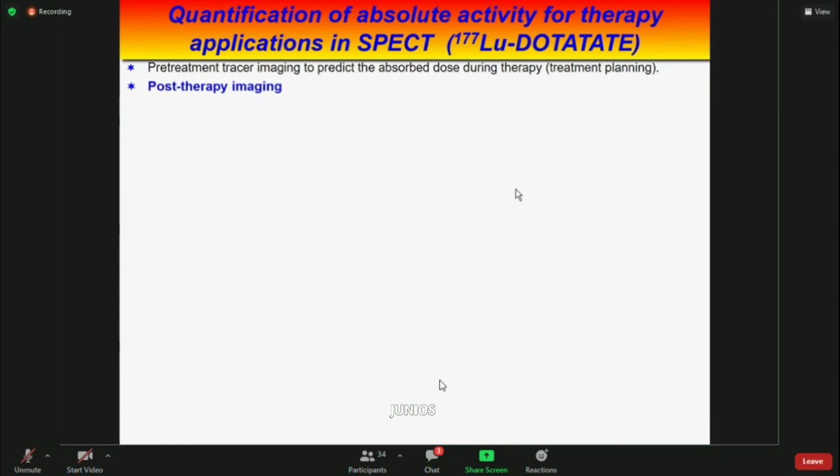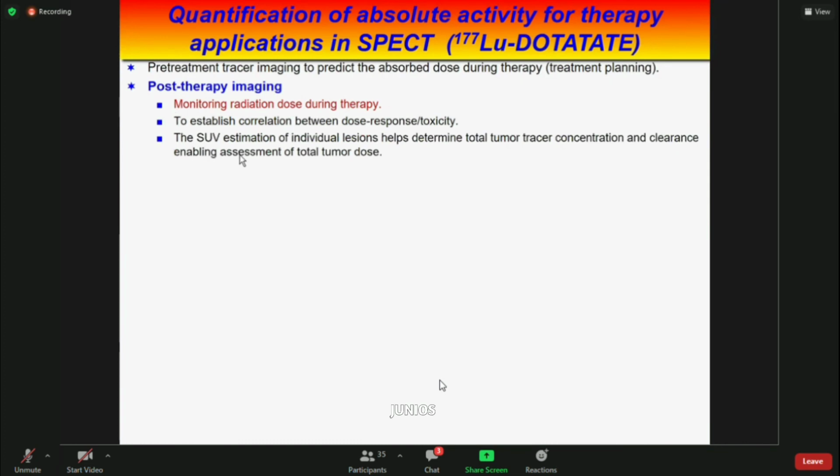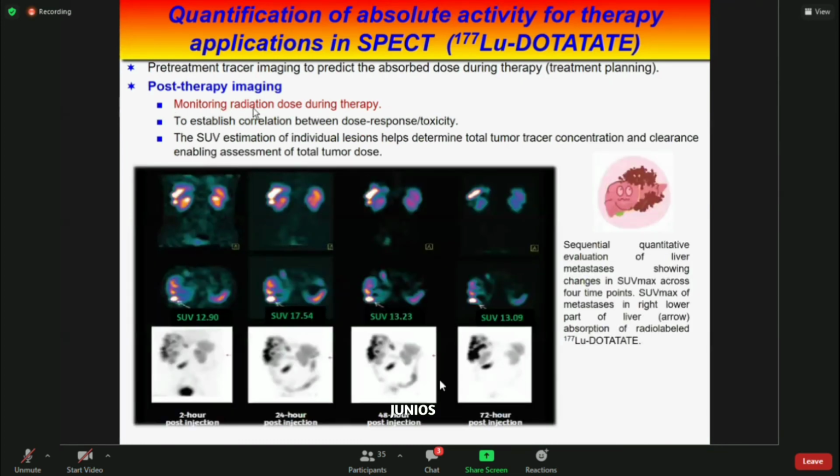Then this is an example where we see how the SUV can be used to know the response of therapy. Pretherapy imaging is used to predict the absorbed dose during the therapy treatment plan. Post-therapy imaging we use to monitor the dose during therapy to establish correlation between dose response and toxicity. The SUV estimation of individual lesions helps determine total tumor uptake, concentration and clearance, enabling the assessment of total tumor dose.